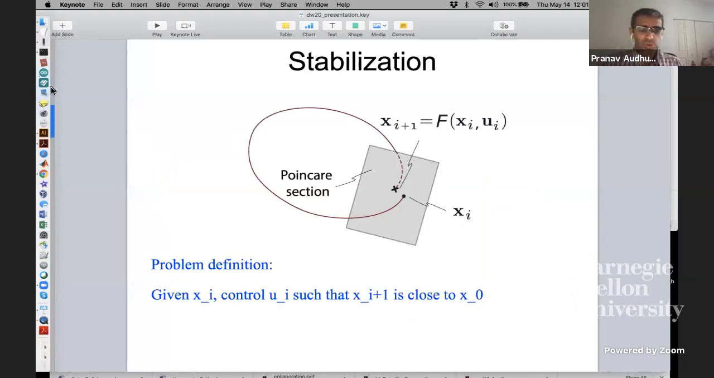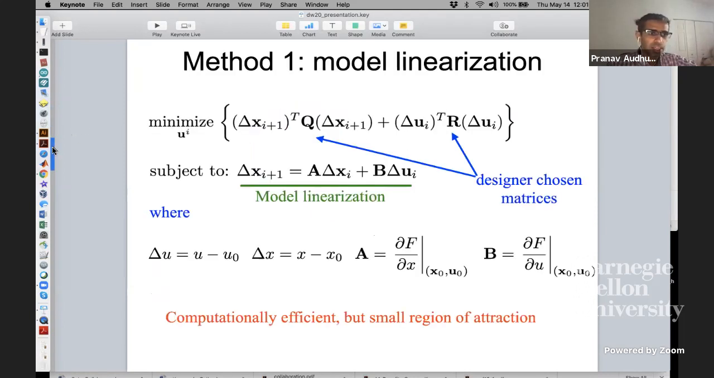So next we come to the problem of stabilization, which is if you have a random initial condition xi, and you want to do something with your control ui so that the next step you're close to x0, which is your fixed point. How do you do that? That's the problem of stabilization, and that's going to be the focus of my talk today. So one way of doing that is, and this is really demarcating the ways based on how you use the model F. One thing you could do is you could formulate an optimization problem, as we've seen in other talks.